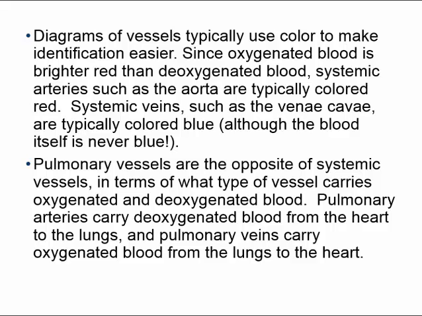We use color coding to differentiate the oxygenated blood from the deoxygenated blood. Since in living tissue, oxygenated blood is a brighter red than deoxygenated blood, we typically color oxygenated blood, or the vessels that are carrying oxygenated blood, red. Because the veins, when you look at them through your skin, appear blue, we usually use blue to color the systemic veins, and in general, to identify the vessels containing deoxygenated blood. The blood itself, of course, is never blue.